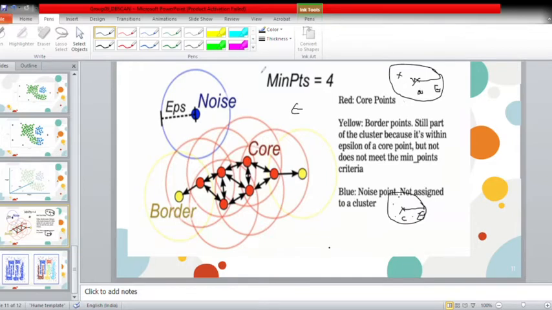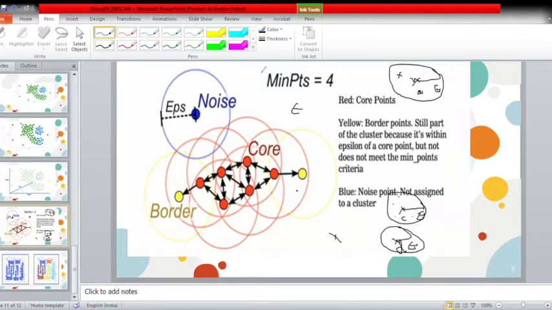Next, if we consider another point D, and let us assume it has a radius, so it has the radius as epsilon value. For this point D, it has no core point inside it, and it doesn't satisfy the minimum points condition of 4, which means there are no 4 points inside this, and it has no core point. So the point D would be considered a noise point. A noise point is basically an outlier.